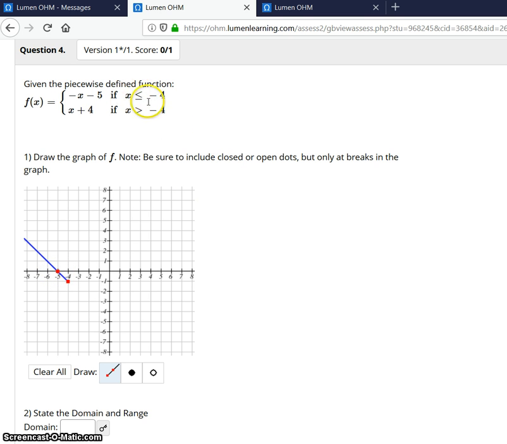Next, I notice that this has an equal to sign on it. So at x equals -4, I want a dot. So I come down here, and I add a dot. So there's the first part. And then I'm going to go back to my line tool.